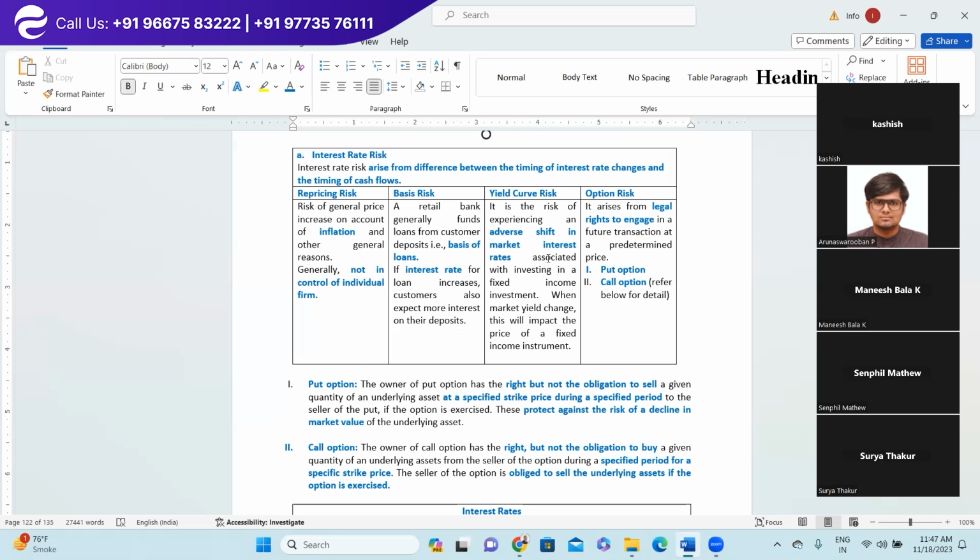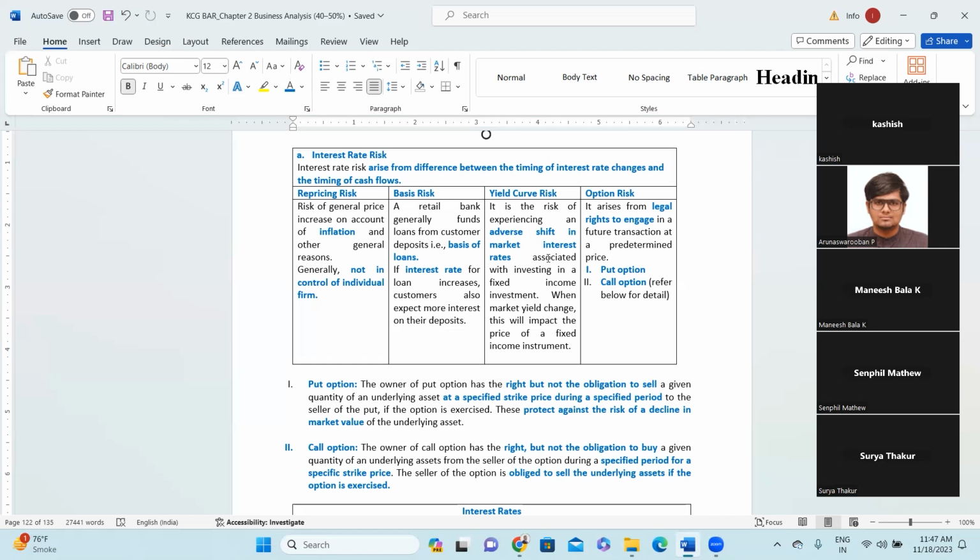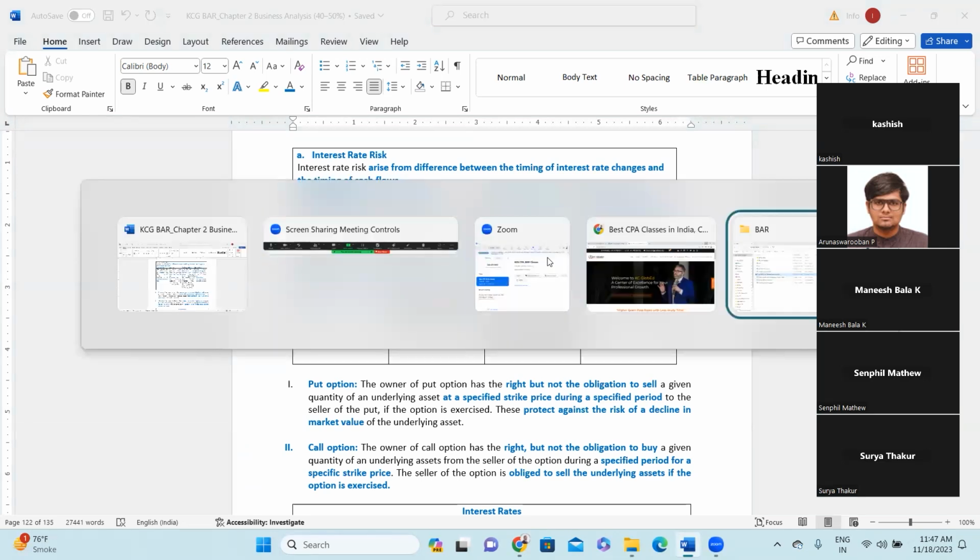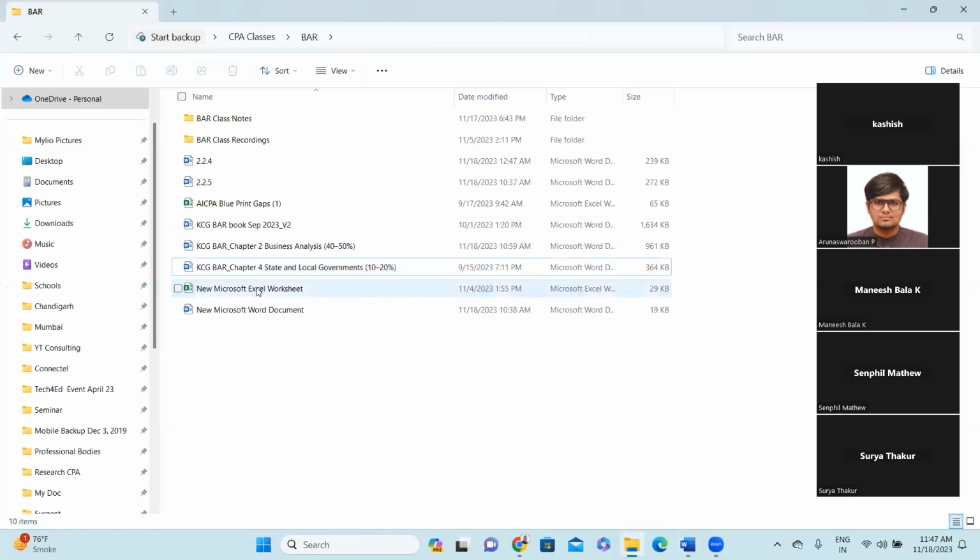You need to increase the price and reduce the basis, right? If you are reducing the basis, it may result into more interest, but that will be going to the individual account, right? Make sense? Maybe let's take it through an example. Let me open an Excel sheet.